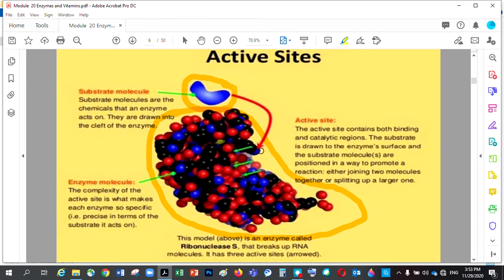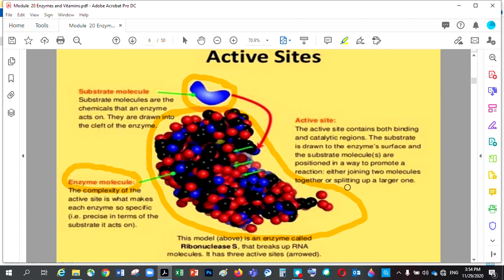Now the substrate will enter a specific site. If you look at the three arrows, they point to specific active sites. If you look at what it says here, it's really the complexity of the active site that makes each enzyme so specific. So the active sites are so complex, and those green arrows are pointing to three different active sites.